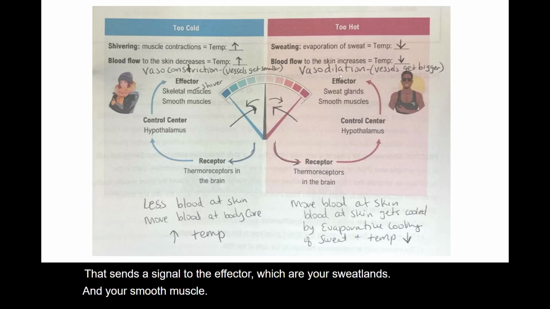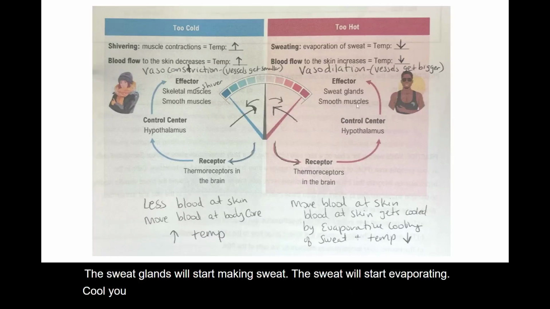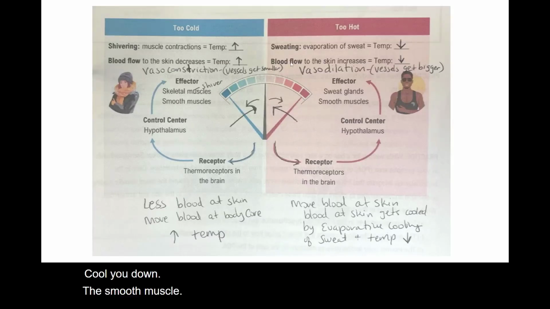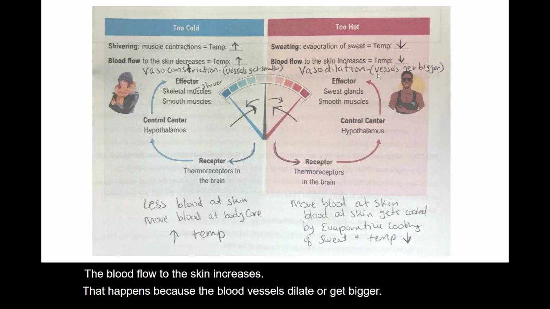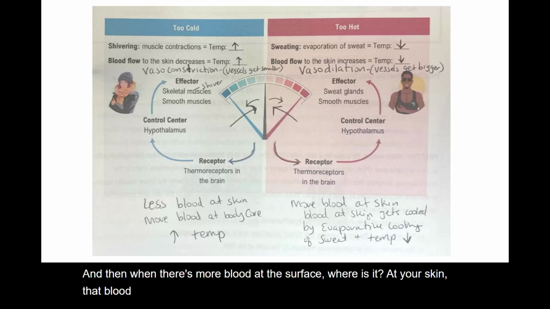The sweat glands will start making sweat. The sweat will start evaporating, cool you down. The smooth muscle, the blood flow to the skin increases. That happens because the blood vessels dilate or get bigger. And then when there's more blood at the surface, at your skin, that blood gets cooled by evaporative cooling, by the sweat, and that helps the temperature go down.